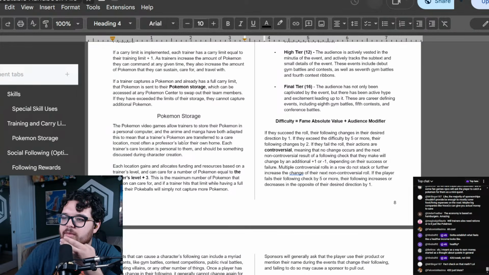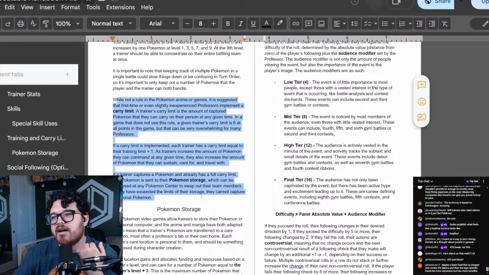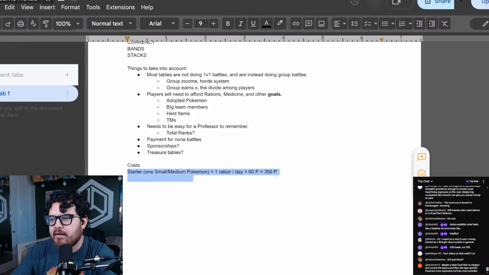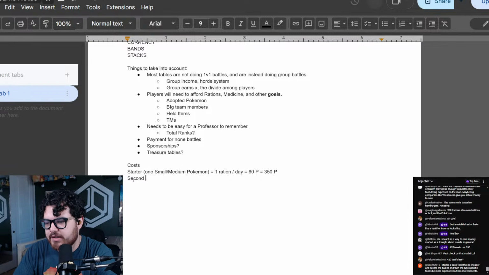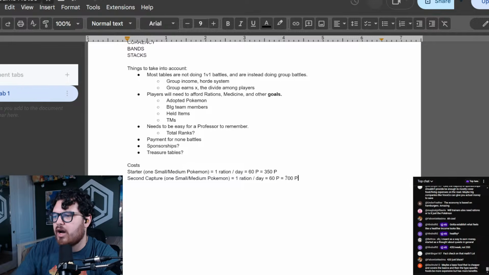I'm stupid. Okay, so one of the other mechanics that we've been talking about is Pokemon storage. One of the things we're going a little bit harder into is the carry limit, which is the amount of Pokemon they can carry at a time. This is an optional rule. This one is not mandatory, but I'm going to use it as the base for the economy as the assumption. So the carry limit assumes that they can carry their training limit plus 1. So they have their starter, and then they have their second capture. Generally speaking, also 1 small to medium Pokemon, which means that now we're sitting at 700 P a week for 2 Pokemon at level 0 when you're walking around.